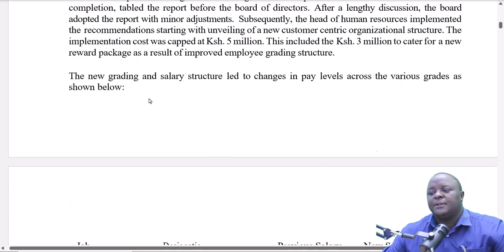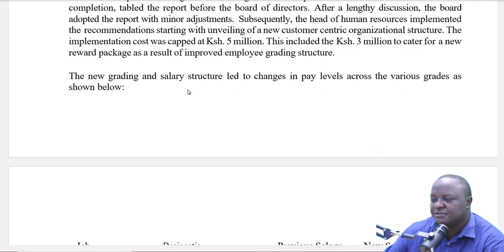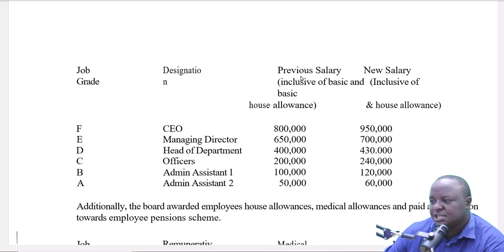The new grading and salary structure led to changes in pay levels across the various grades as shown below. We can look at that. If you look at the job grade, designation, the previous salary vis-a-vis the new salary that was now adopted.